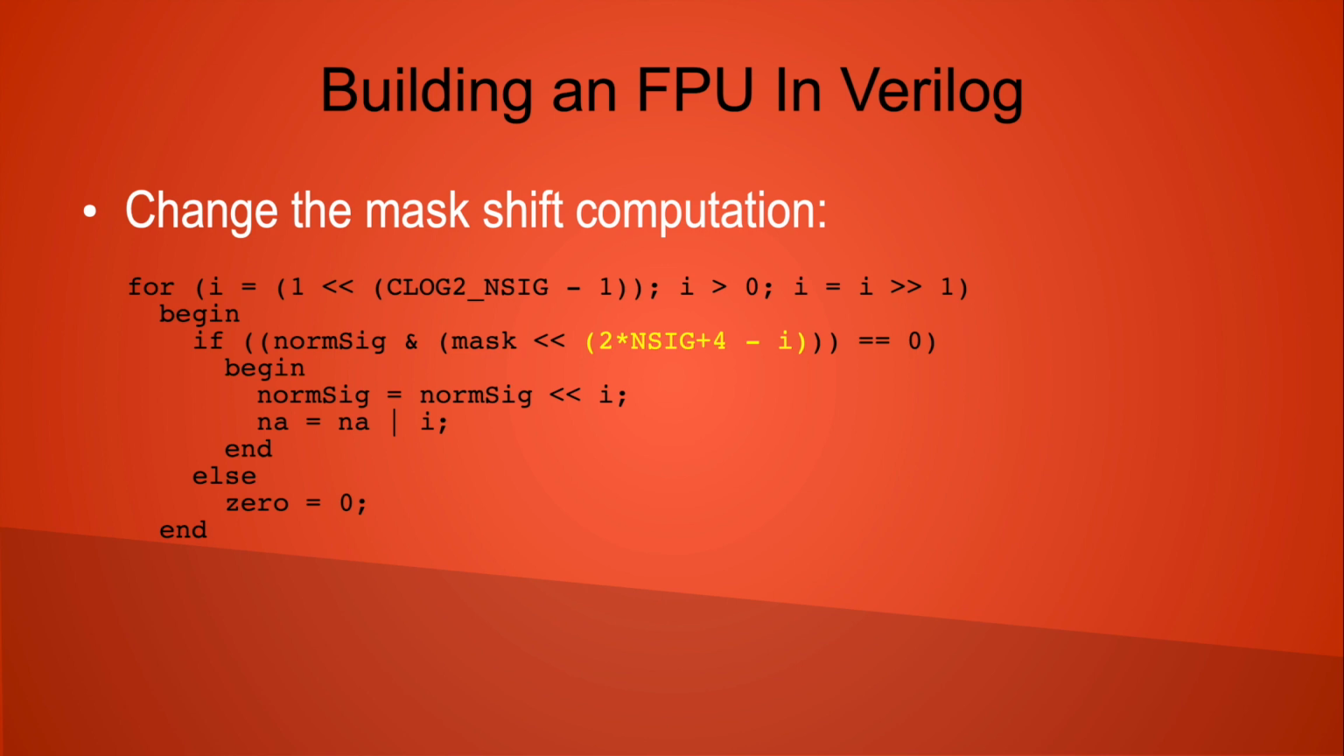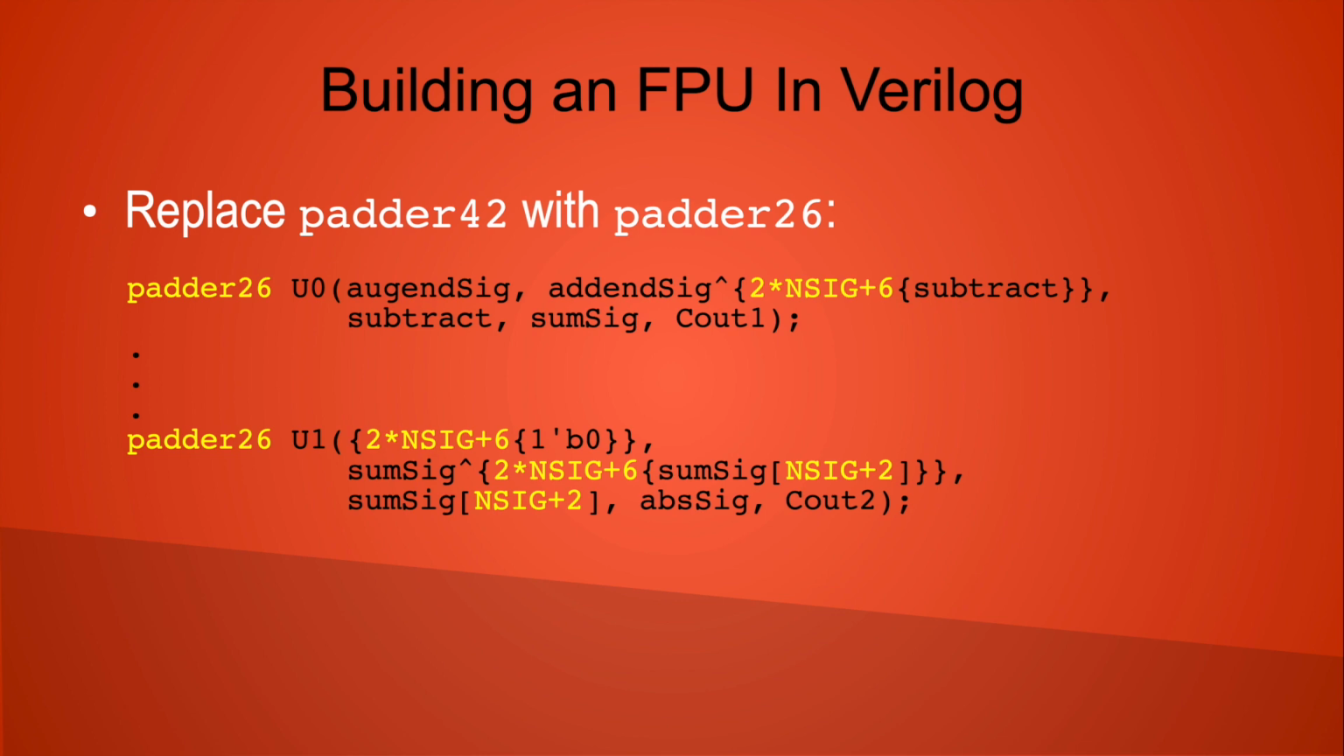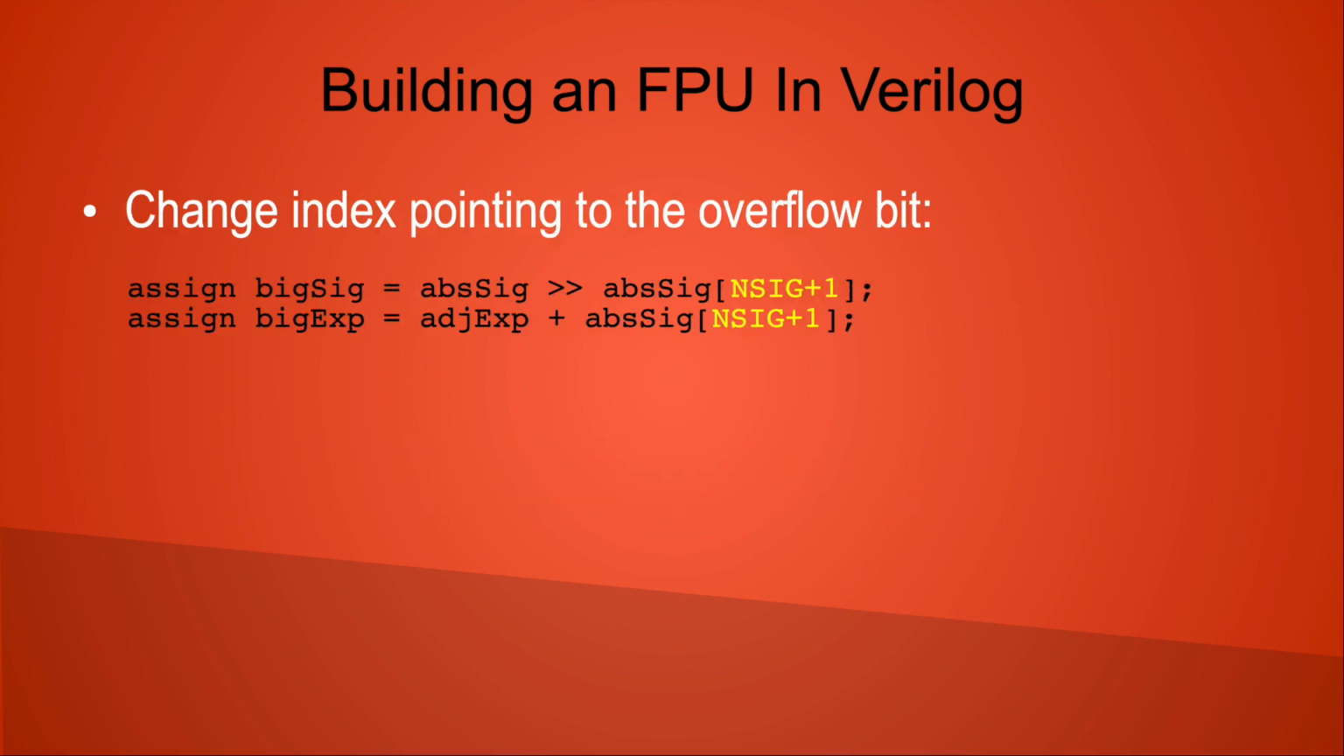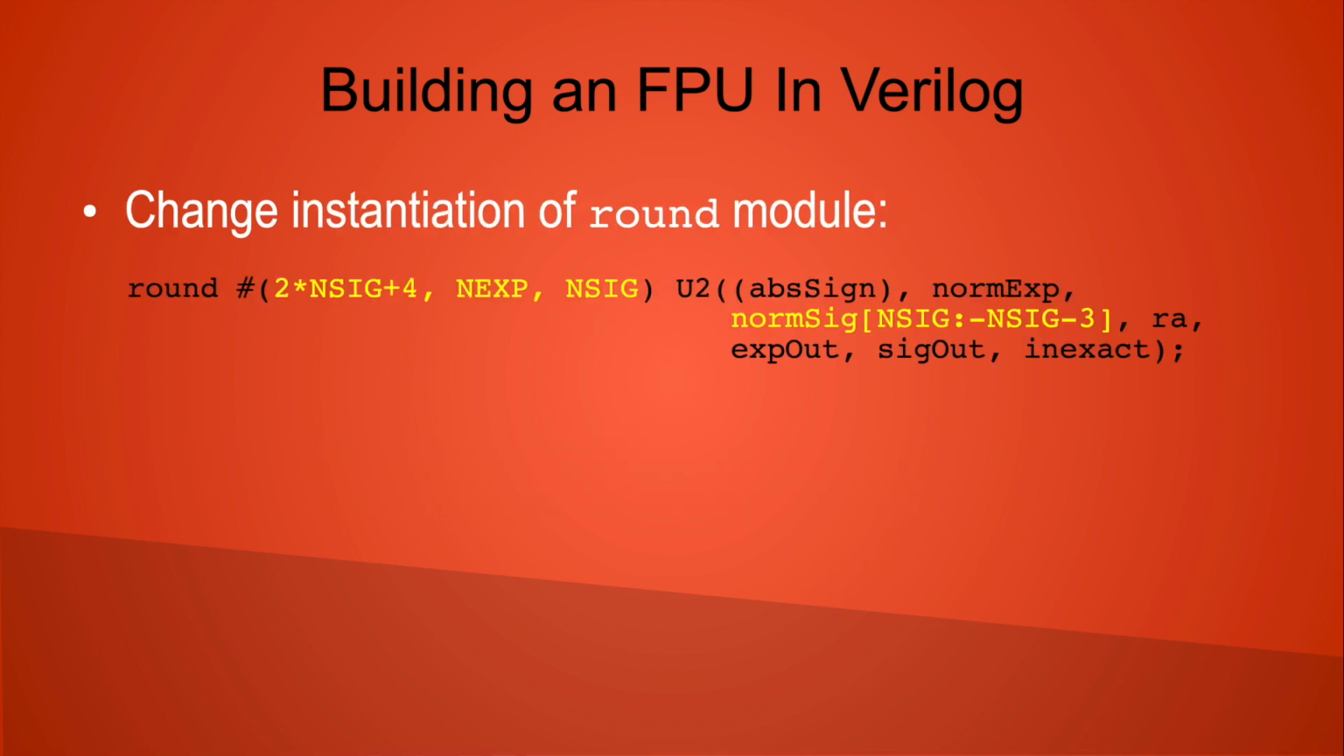After shifting the addend significand, we come to the for loop to renormalize in the case that the addend gets subtracted from the augend. Here we need to change the computation for how far the mask register needs to be shifted. The next change is that because the significand registers are smaller, we can no longer use the p-adder42 module. It is replaced by the p-adder26 module. Next, the location of the overflow bit has moved. And the last change related to the size reduction of the significand registers is the instantiation of the round module.